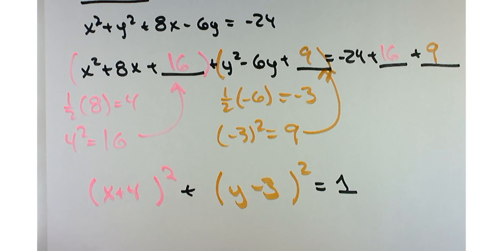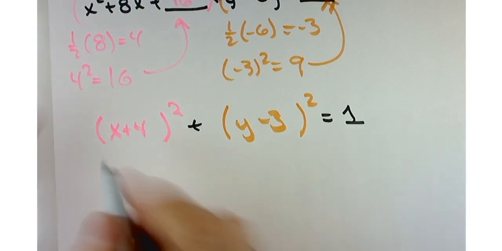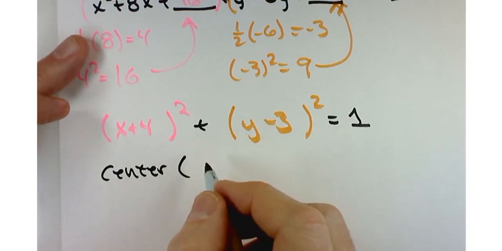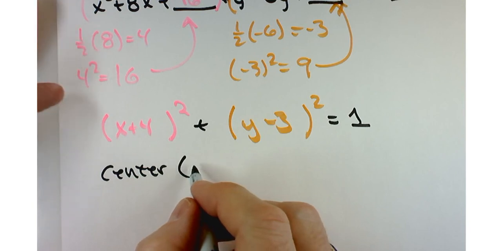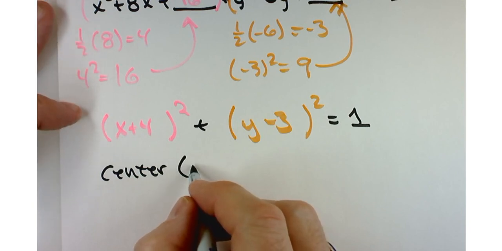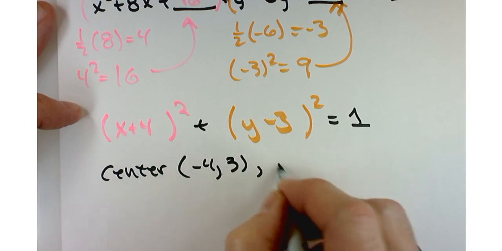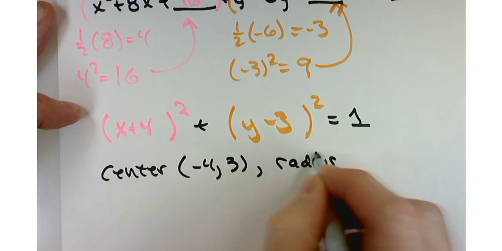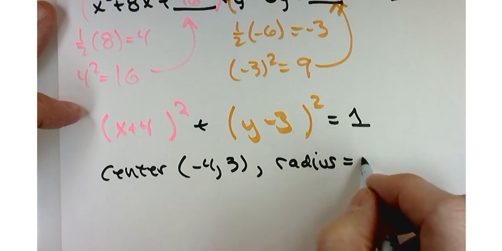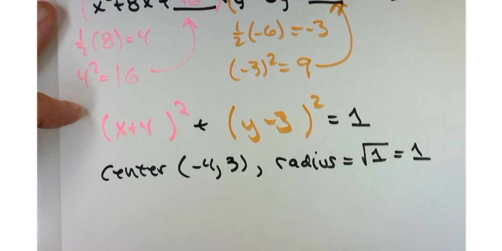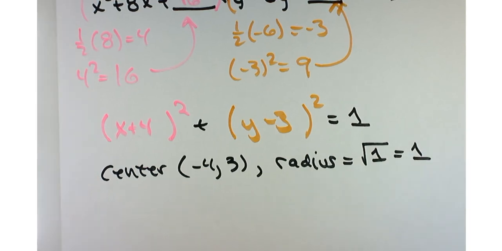Lauren, can you tell me the center and radius of that circle? The center would be -4, 3. Nice, -4, 3. And how about the radius? It would be the square root of 1, which is 1. Yeah, square root of 1, which is 1.